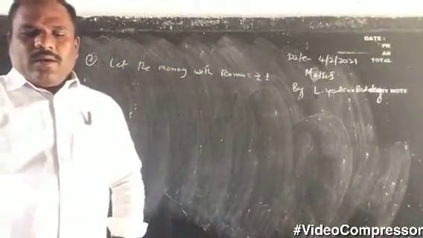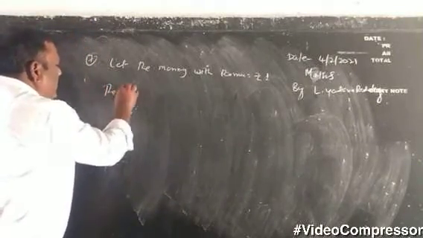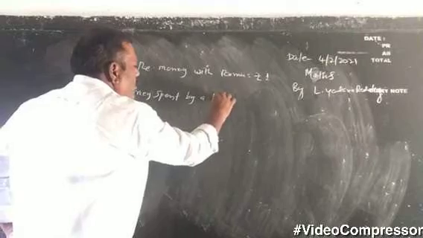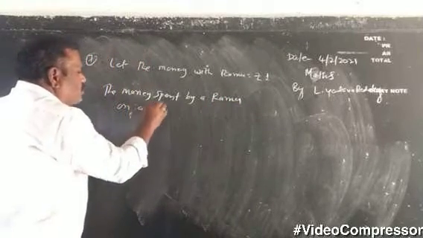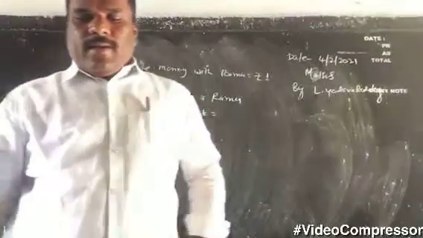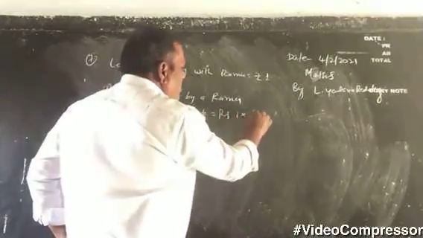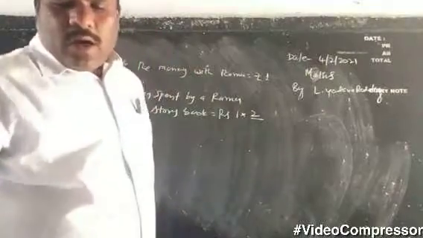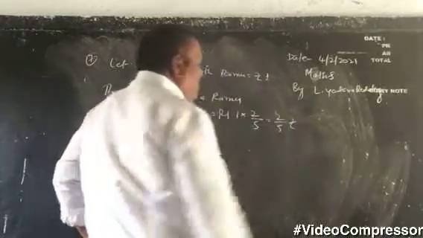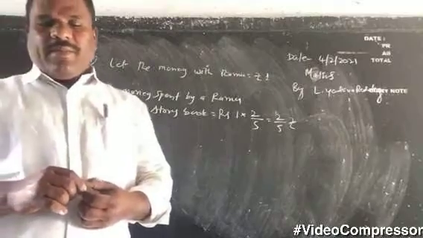The money spent by Ramu on a storybook. You got how much, children? Okay. That is rupees 1 into 2 by 5, 2 by 5, children. That implies 2 by 5 rupees. Ratio of money spent to the money with him at the beginning.